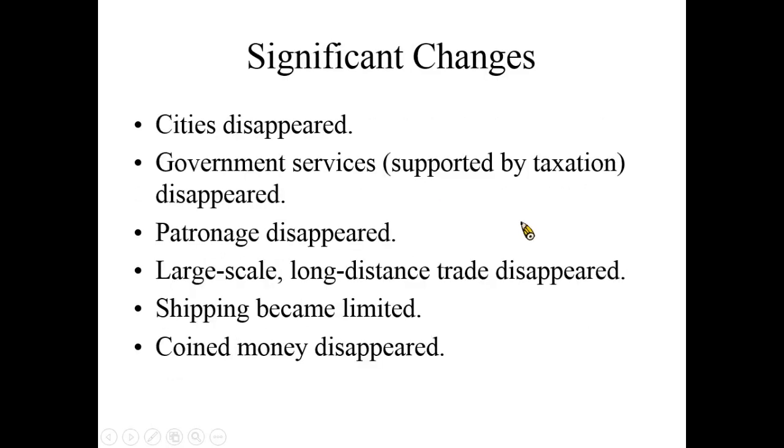What were some of these significant changes? These are in fact important for the growth of feudalism. In the Roman Empire, the major cities declined and in some cases disappeared. The taxation could no longer be collected, and therefore services and patronage from rich people disappeared. Patronage here refers to the support for the arts. Large-scale, long-distance trade and shipping, so both over land and over water, became very limited, and coined money disappeared, leading to a new economy based upon services and barter.